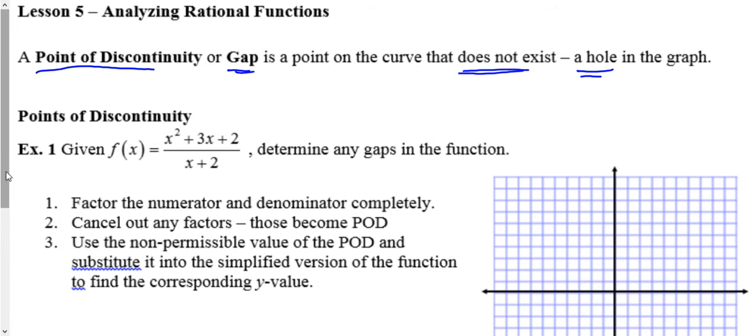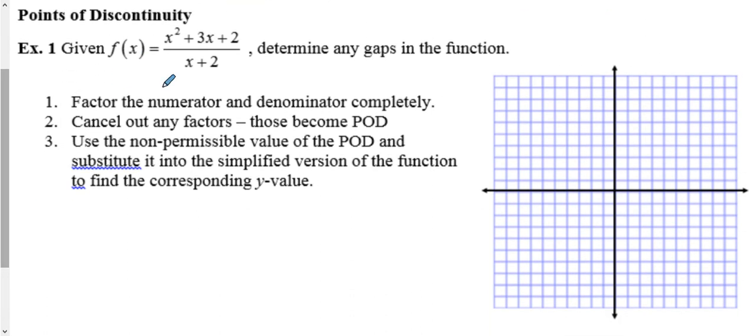Our very first example: given this function, determine any gaps in the function. We have a few steps that we can follow along that are going to help us figure out what our point of discontinuity is. By the way, I can call point of discontinuity POD for short. So the very first thing I need to do is factor the numerator, factor the denominator, cancel out all the factors, and then state the factor that I canceled out, sub in and solve for the missing variable.